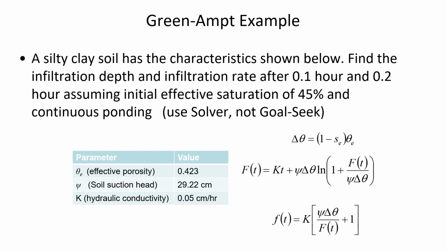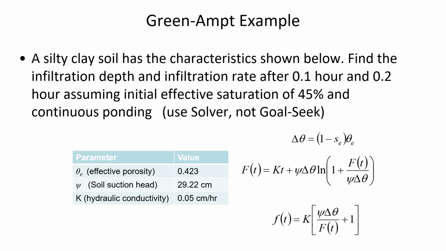So here's that example. This is a silty clay soil. So the effective porosity, the soil suction head, and hydraulic conductivity are values that would be characteristic of silty clay. And what we want to know is if there's continuous ponding. By the way, that's one of the assumptions built into the Green-Ampt equation: at time 0, for simplification's sake, we have to assume that there's been sufficient water at the surface the whole time to be pushing the water down through the soil.